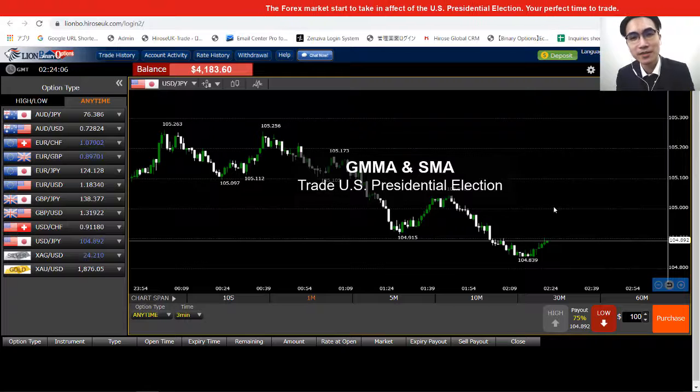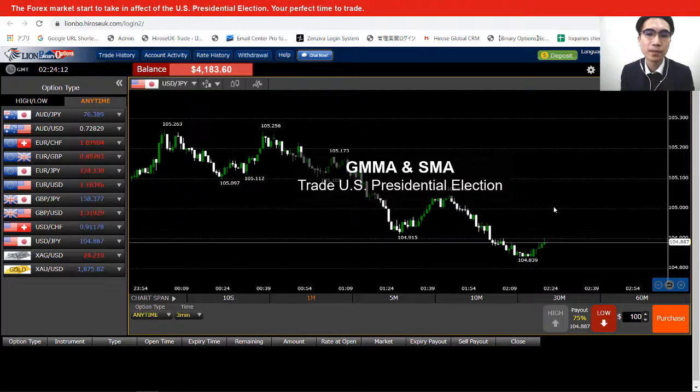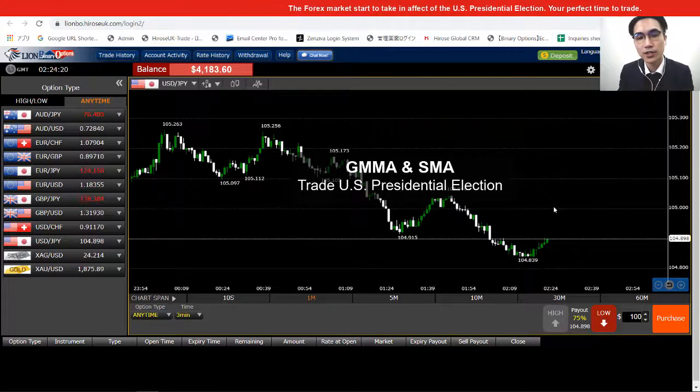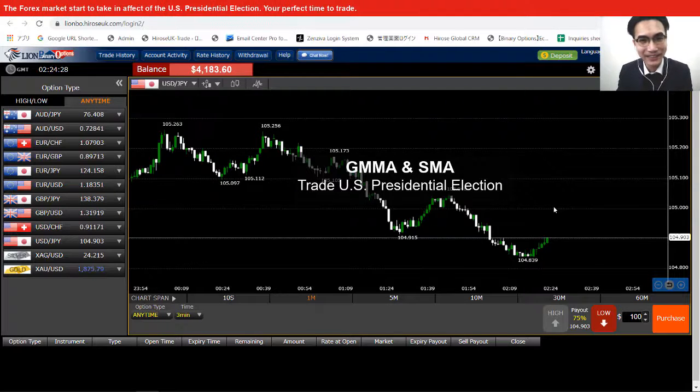The strategy I'm using today is the GMMA, and I'm just adding another indicator, which is the simple moving average, to help me identify the trend better. Let me set up the indicators first, and I will explain in detail how you can use this strategy and how you can aim for profit after the US presidential election.